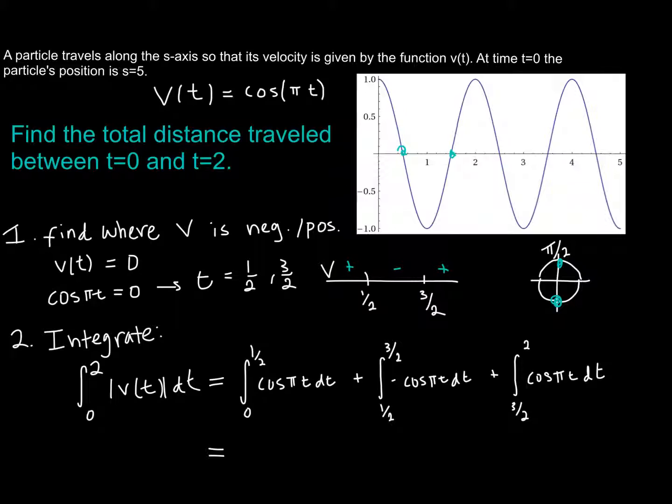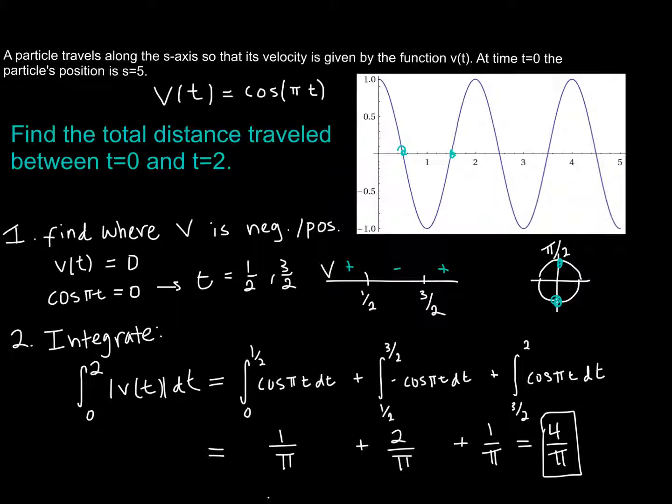To check your work, each one of these, so this will be 1 over pi, this will end up being a positive 2 over pi, and this will be another 1 over pi, which leaves you with a value of 4 over pi. And so that is the total distance that you've traveled between time 0 and time 2, 4 over pi units.